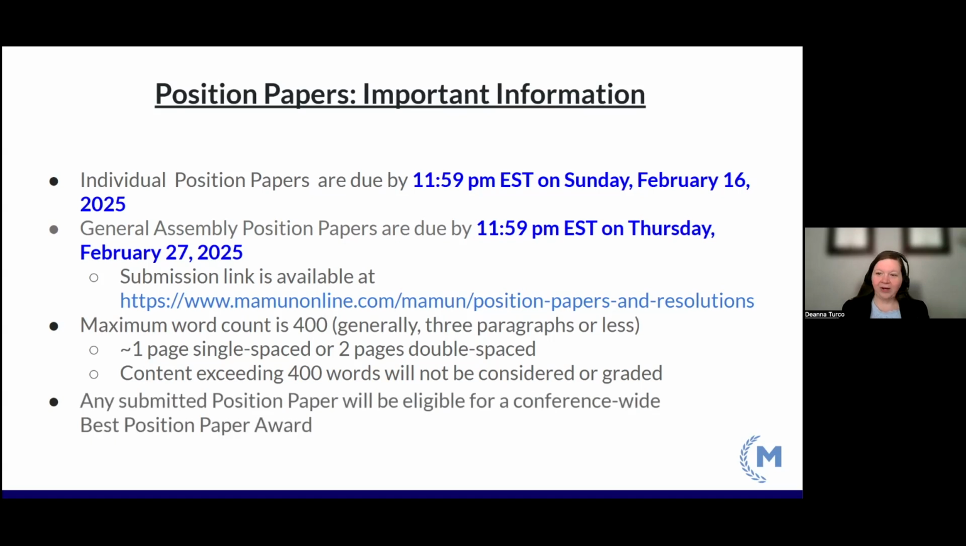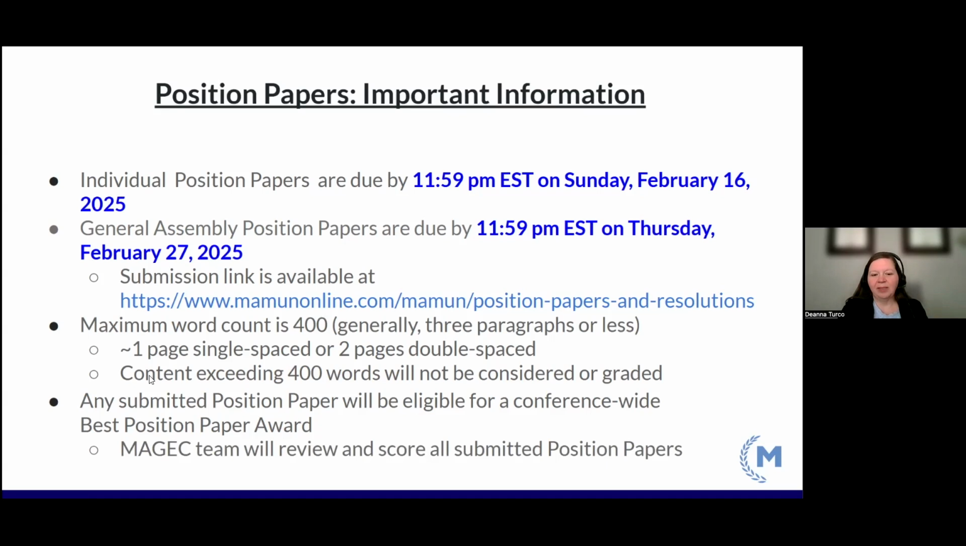Now, why are we doing position papers? Well, of course, not only to learn what your country and your delegation's position is on the topics in your committee, but also to be eligible for awards at Mayman. Any submitted position paper from any committee on any topic will be eligible for the best position paper award. So not only does it make you award eligible for your committee work, but there's also a specific position paper award to be earned as well. When you submit them, the staff of Mayman will review them, and everyone that is submitted will be scored, and that is how we would determine the best position paper award.